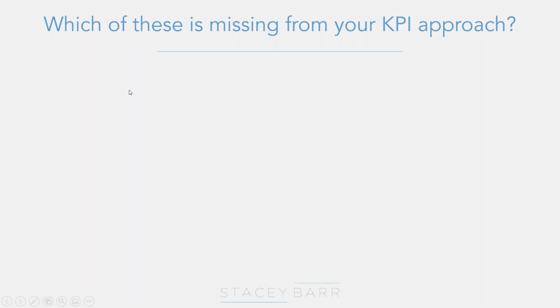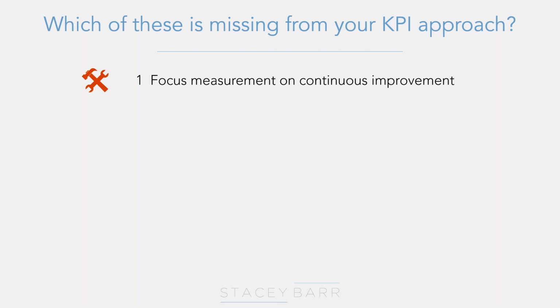Well, PuMP has 8 deliberate steps. There are probably 5 essential techniques that make the most difference in solving our KPI struggles. These essential techniques are what most measurement approaches are missing. The first one: focus measurement on continuous improvement, not judgment or blame or personal performance management.